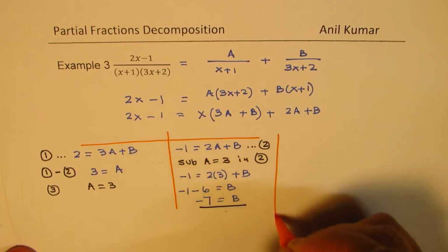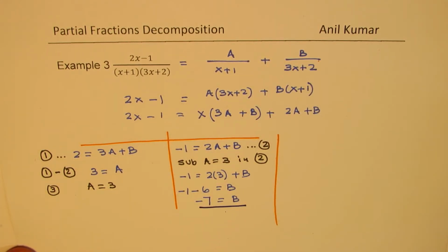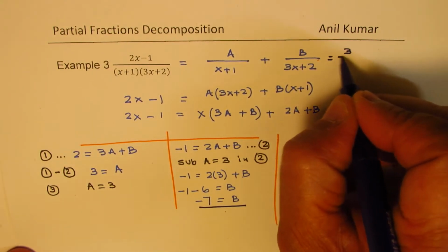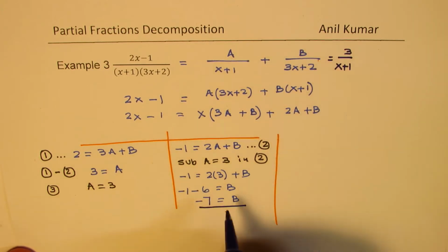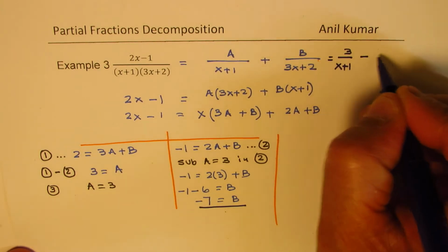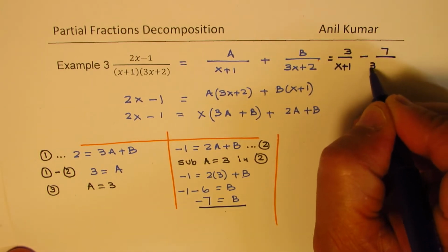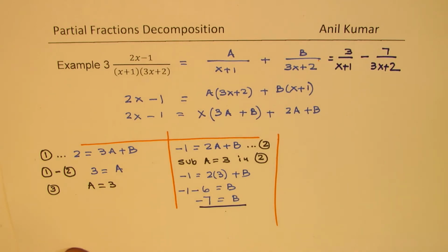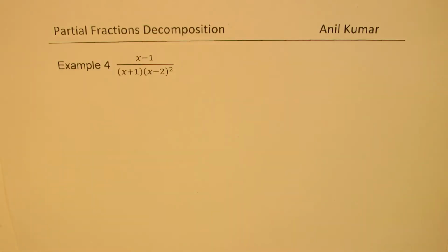Now we know a and b, and therefore we could write down our result. A is 3, so it is 3 over x plus 1, and b is minus 7. We get minus 7 over 3x plus 2. Is that clear? So that is how we could do partial fractions decomposition. Let's take up example number 4 now.